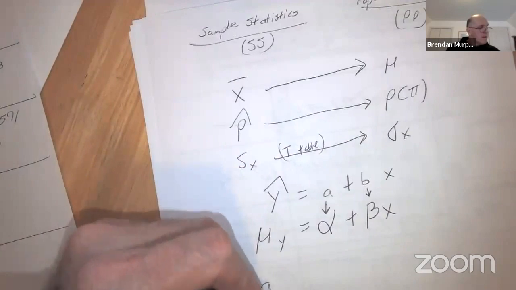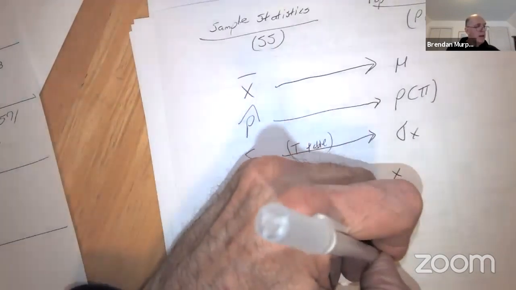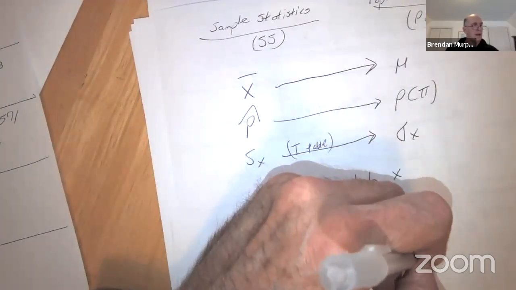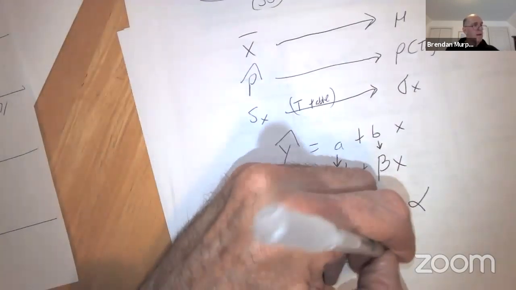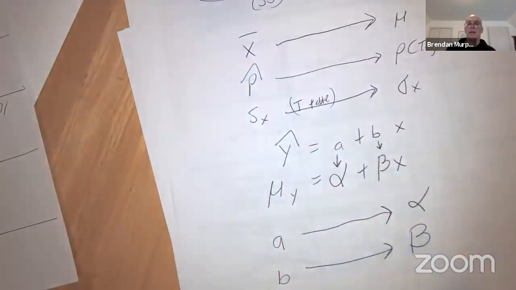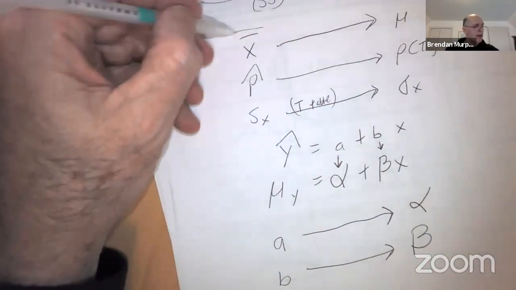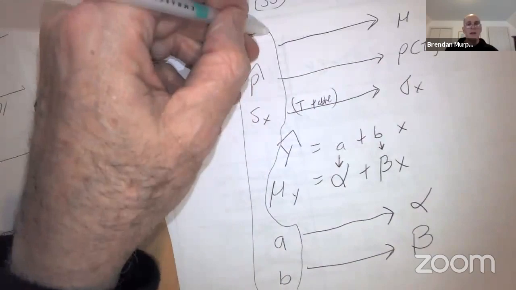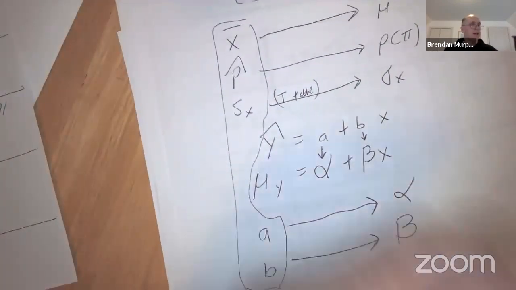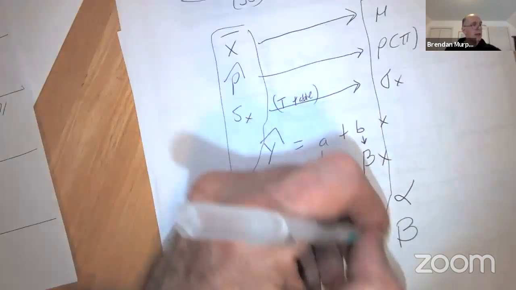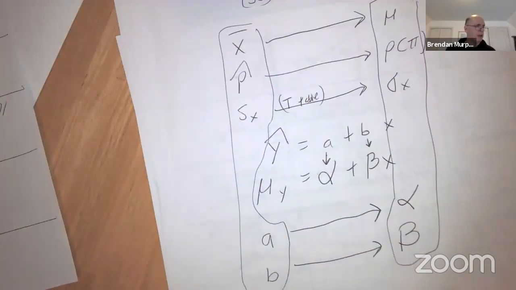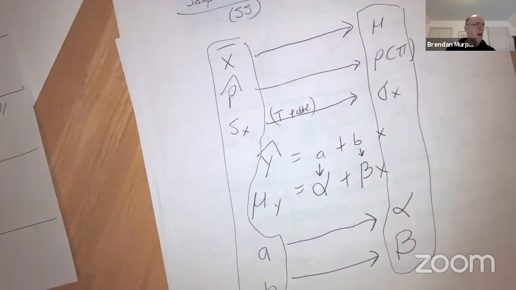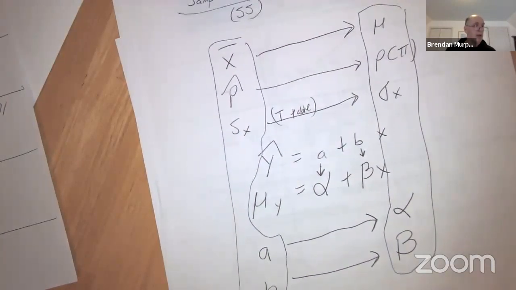And I'll continue on with my little chart there. Little a, I'm going to use that to come up with alpha, and little b, I'm going to use that to come up with beta. And so on this side here, we have what we call sample statistics, and on this side here, we have what we call population parameters. We use these sample statistics to make forecast estimates, projections, inferences about the population parameters.